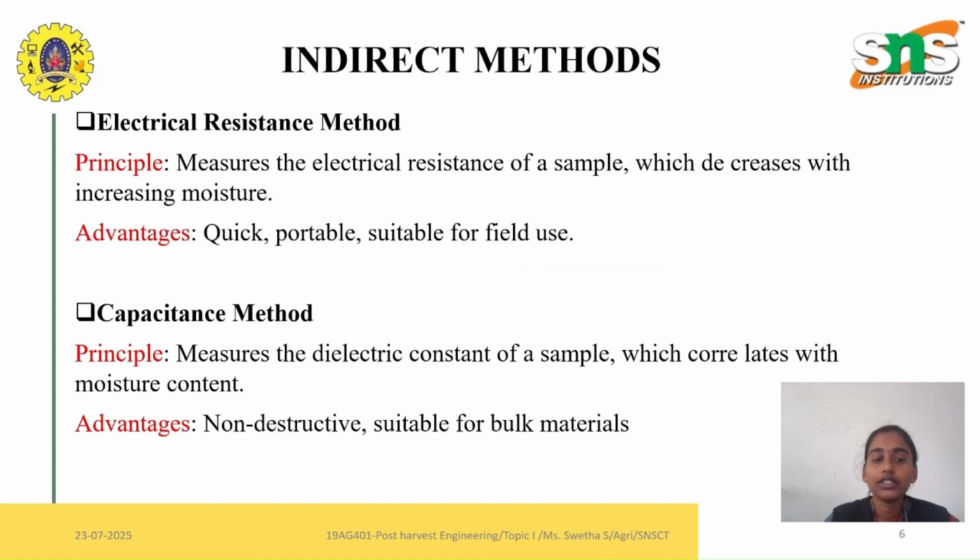Indirect methods. Here we have some methods to measure the moisture content indirectly. Electrical resistance method: it measures the electrical resistance of the sample, which decreases with increasing moisture content. For example, when moisture content increases, the electrical resistance of the sample decreases. Advantages: it is quick, portable, and suitable for field use also. And the capacitance method, principle: it measures the dielectric content of the sample, which correlates with moisture content. It also has advantages like being non-destructive and suitable for bulk materials.